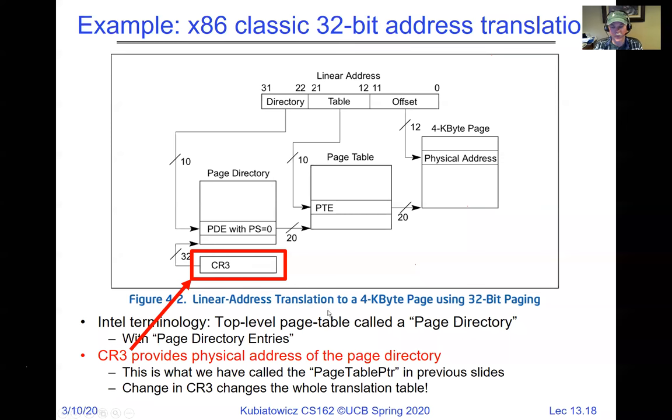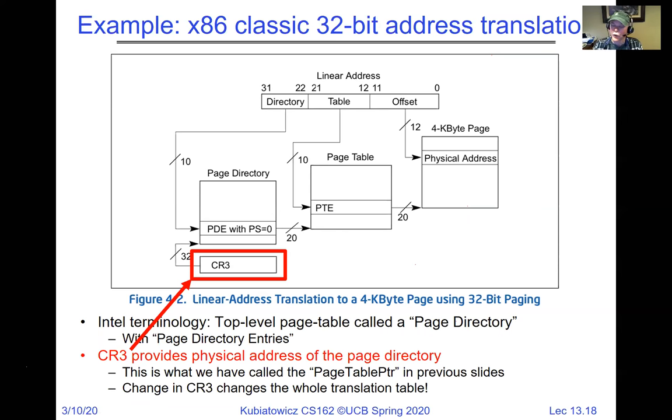And so this is what we were calling the page table pointer earlier. And now you can see that when we context switch to a new process, all we have to do is change CR3, and suddenly we have a brand new page table that we're using, and we don't even have to touch these things in memory. So they just stay in physical memory. We change CR3 to a different set of things in physical memory, and suddenly we've just changed the address space.